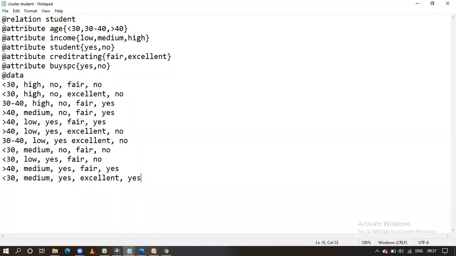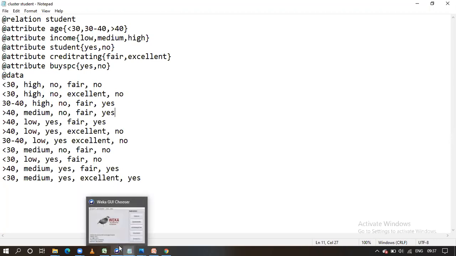Here, in the order we have declared, in the same order we have to enter the data. That means age is the first value, income is the second, student is the third, credit card rating is the fourth, and buying a computer is the last value. In this way these values will be taken. We have saved this one.